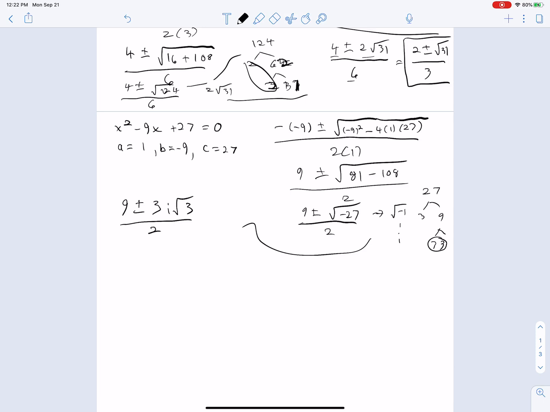So we have two solutions here. We have 9 plus 3 times i times the square root of 3 divided by 2, and we have 9 minus 3i times the square root of 3, all divided by 2.